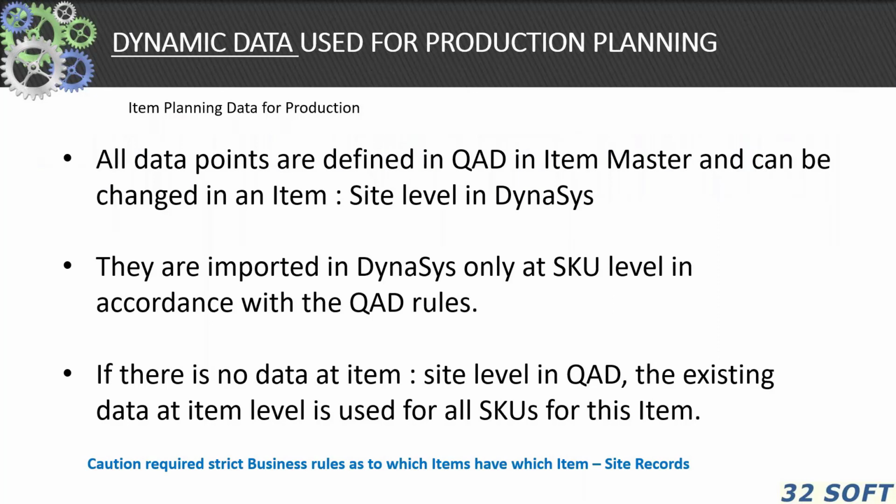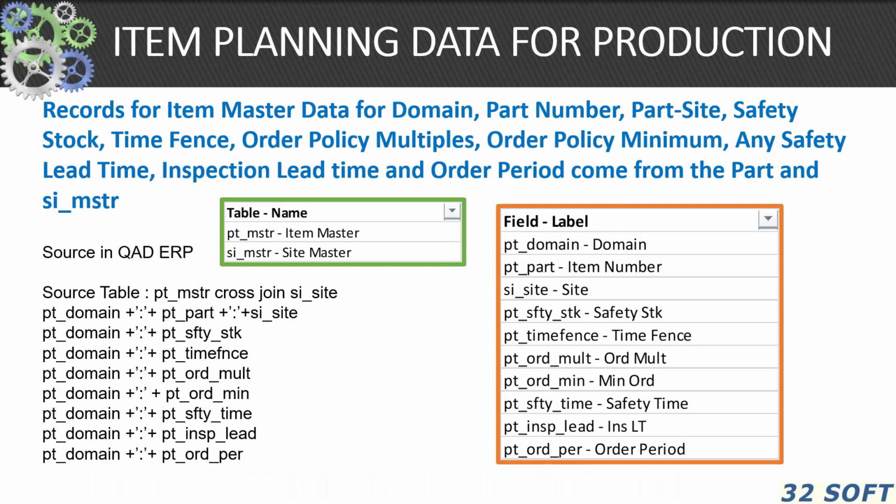The dynamic data for Dynasis production planning, all points are defined in the QED item master and can be changed at the item site level. In Dynasis, we are importing into Dynasis only at the SKU level in accordance with the QED rules. As normal, if there is no data in the item site record, QED goes and looks at the item level for SKU information.